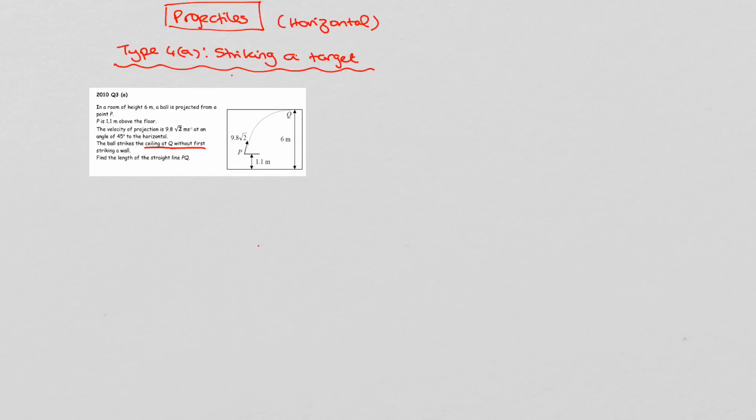So it's striking the ceiling at Q without first striking a wall. What that basically implies is if we were to draw a diagram of our projectile path, we have a starting point of 1.1 metres above the ground. So this height here is 1.1 metres, and it's starting from the point P, so that's P there. And the projectile path is such that the highest point it reaches is the ceiling. And therefore that height above the ground is 6 metres.